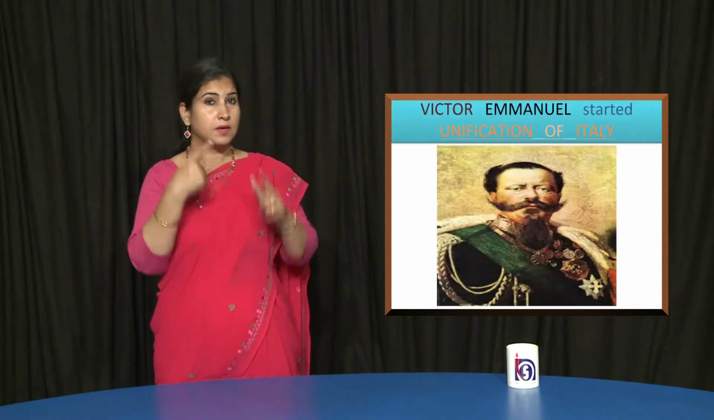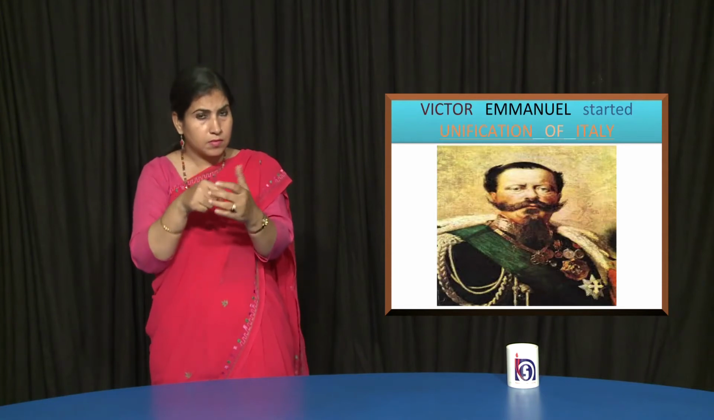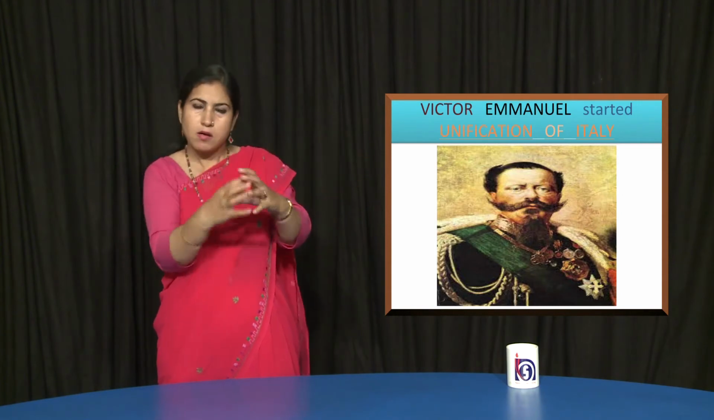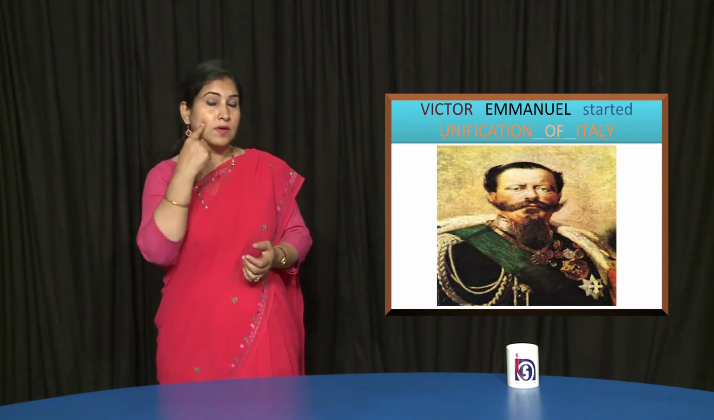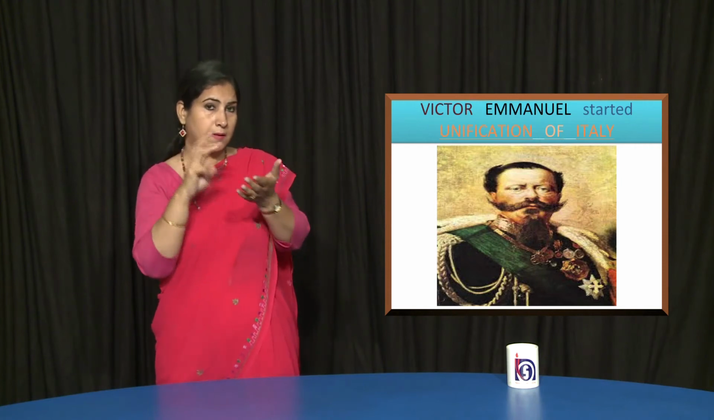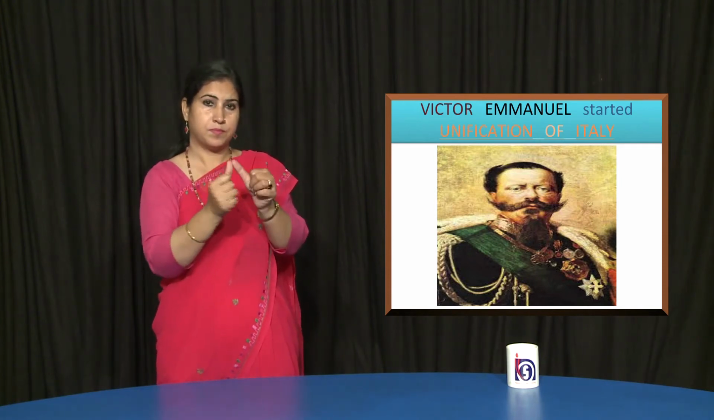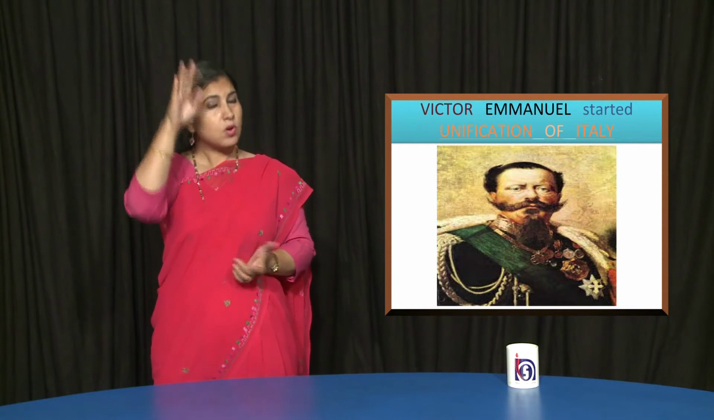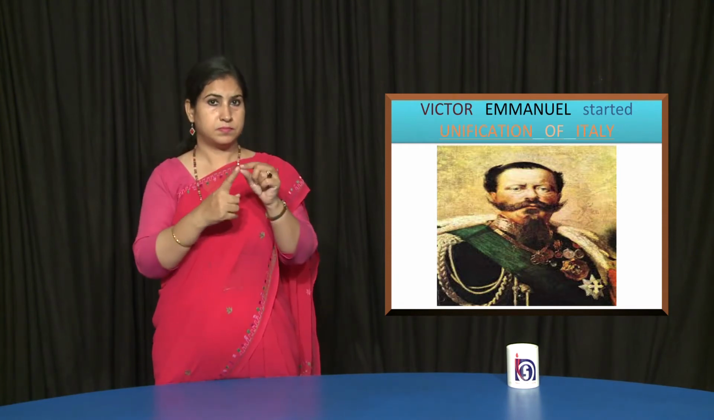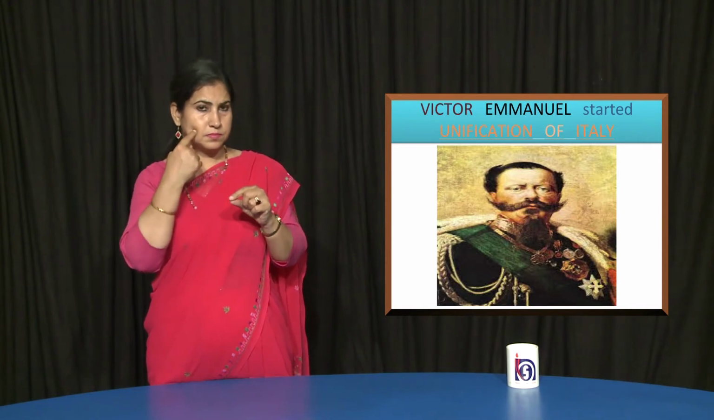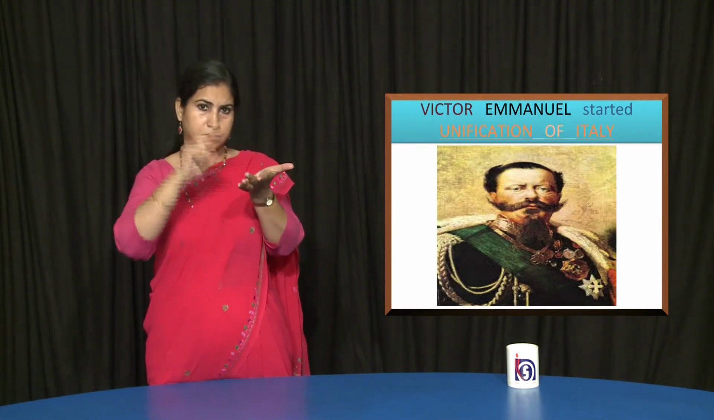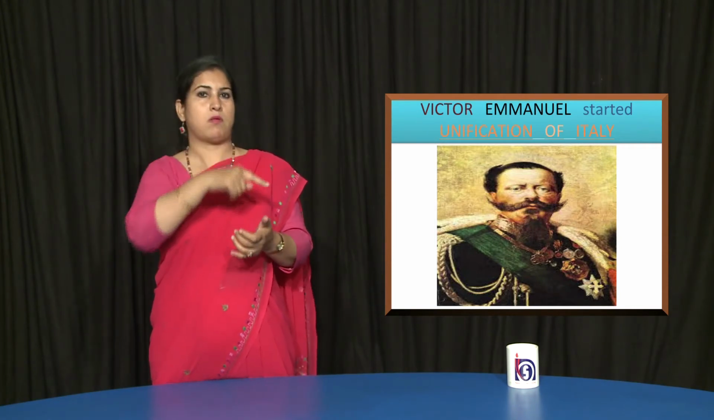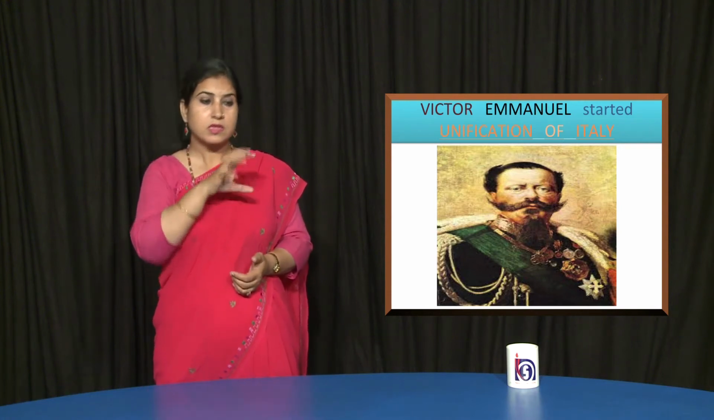The process of Italian unification, or uniting all the Italian states into one country, was started by Victor Emmanuel. He was the ruler of Piedmont, Sardinia, which was a state in Italy.